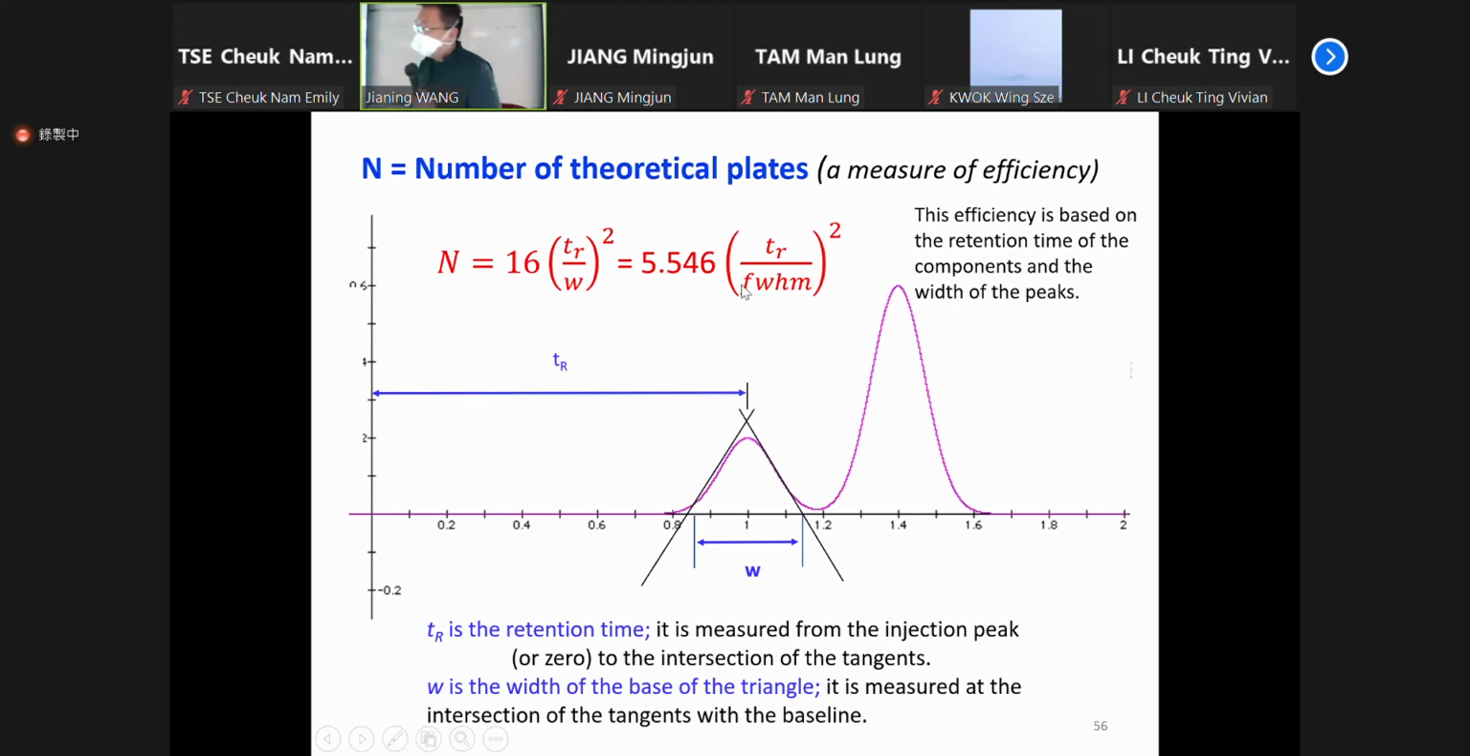We can also represent W using the FWHM, because sometimes it's very hard to measure W, but it's quite easy to measure FWHM. That's the reason. Using this relationship, they give the same result, right?